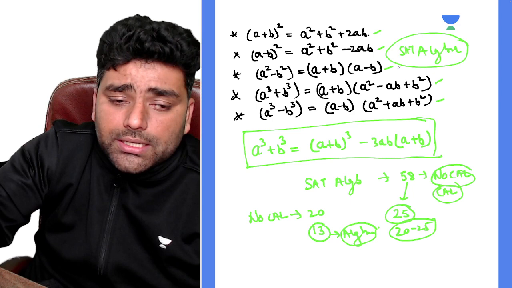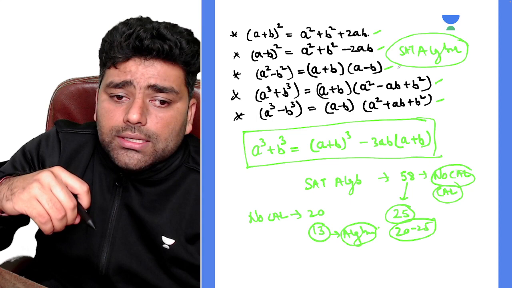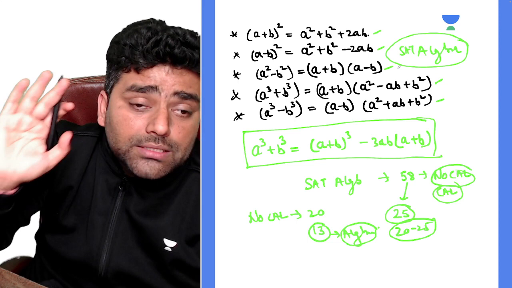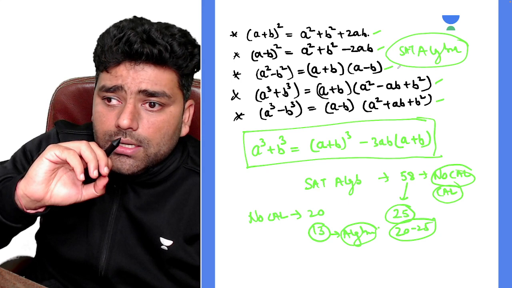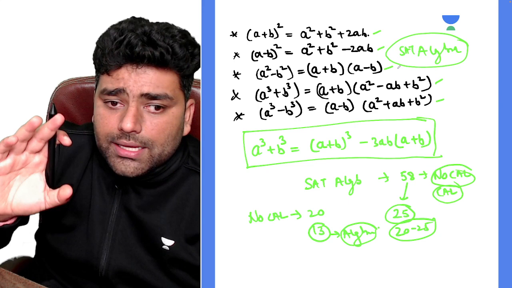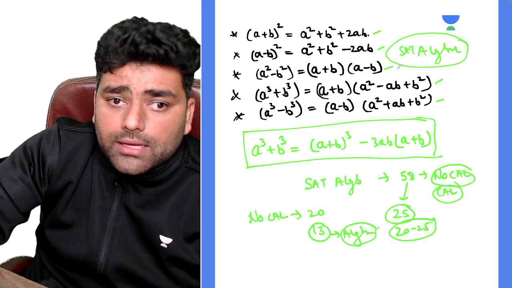So I discussed, like, SAT algebra alone, out of 58 questions, maybe you'll get 20 to 25 questions from the SAT algebra only, right? So if you have a good hold on the SAT algebra, believe me, you are going to do very well in the entire SAT math test, right? So for the SAT math, definitely you should have a good hold on the SAT algebra, right? Then only you'll be able to get 750 plus or 800.